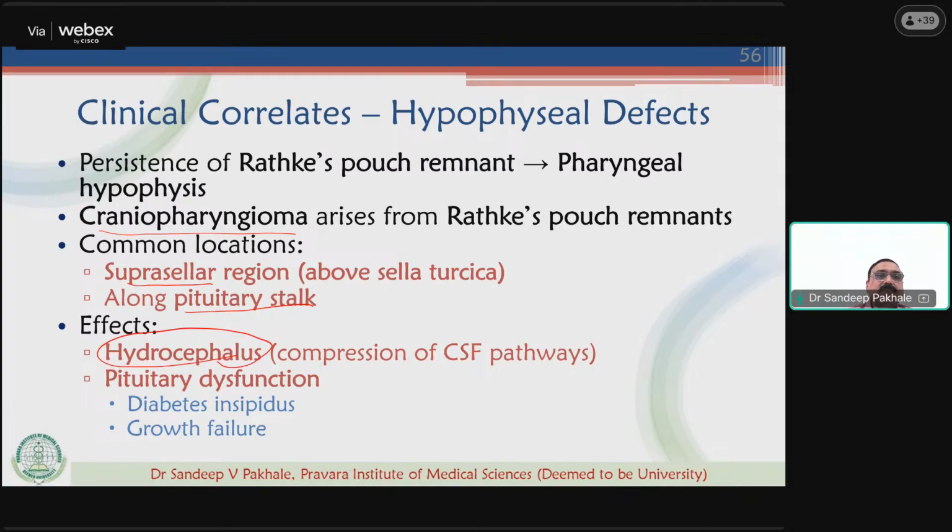So these craniopharyngiomas, which are in the suprasellar or pituitary stalk region, result in compression of the CSF pathway, leading to hydrocephalus. There is also the possibility of pituitary dysfunction, leading to diabetes insipidus and growth failure.